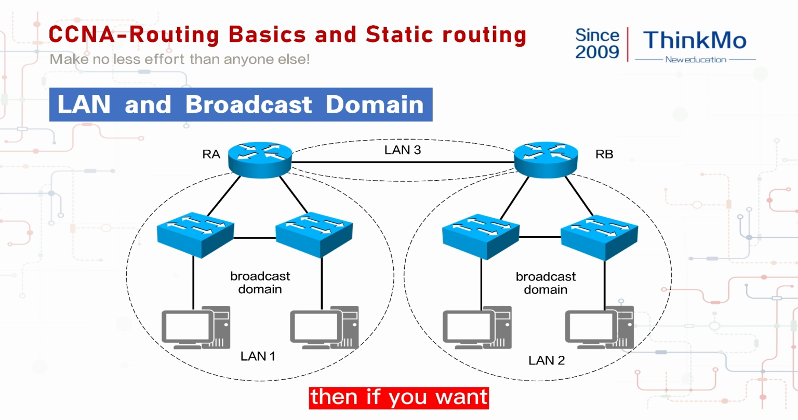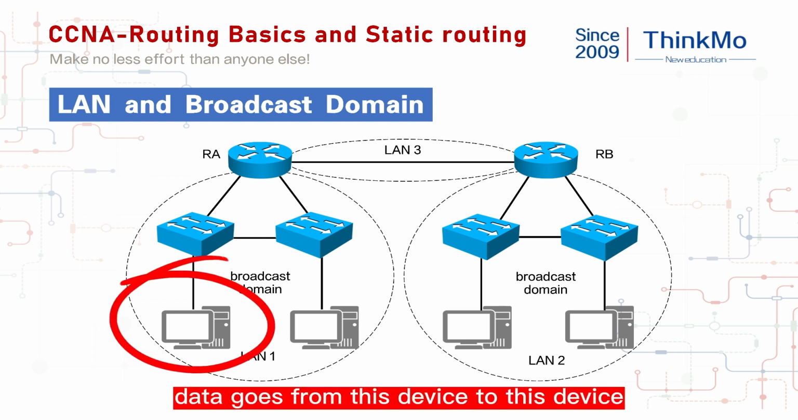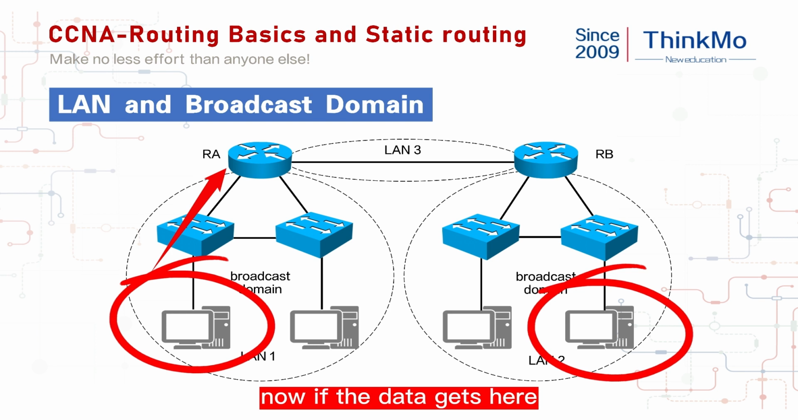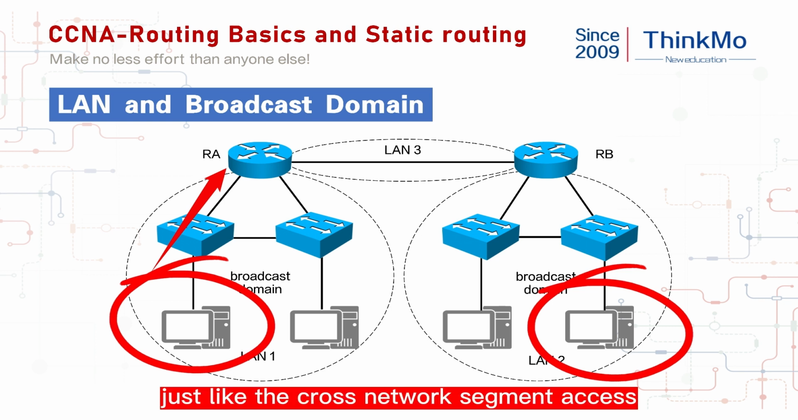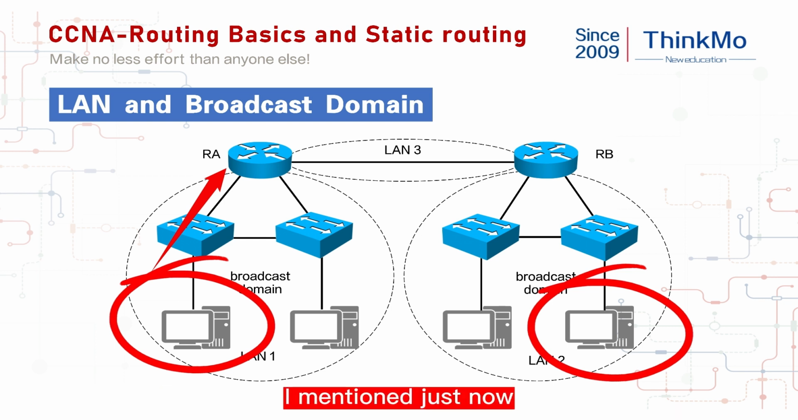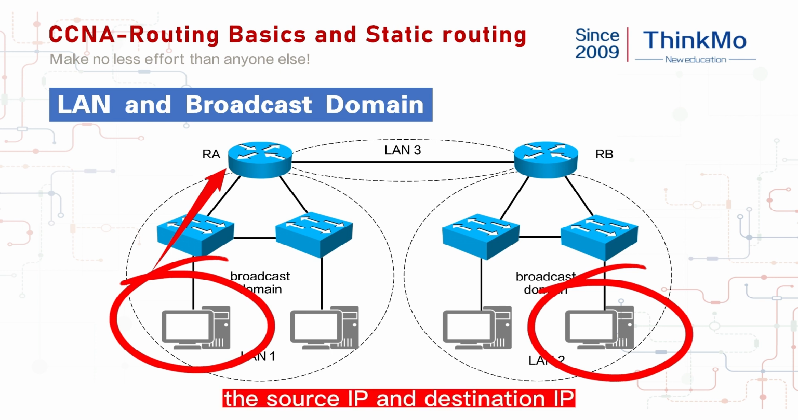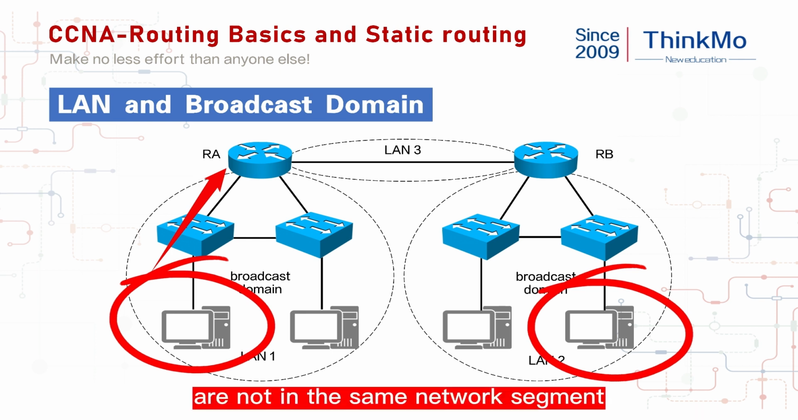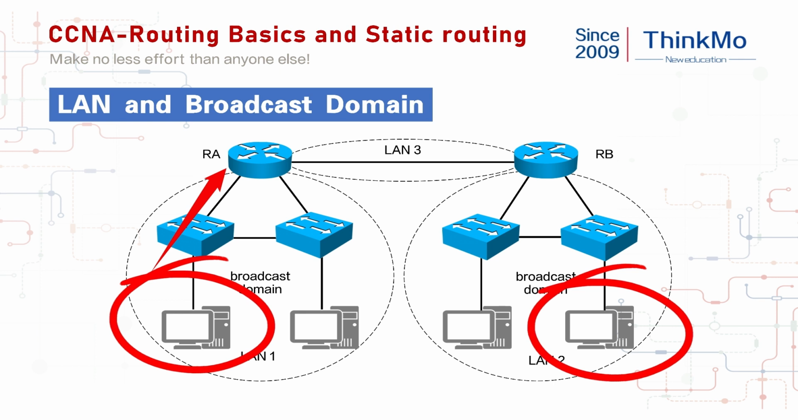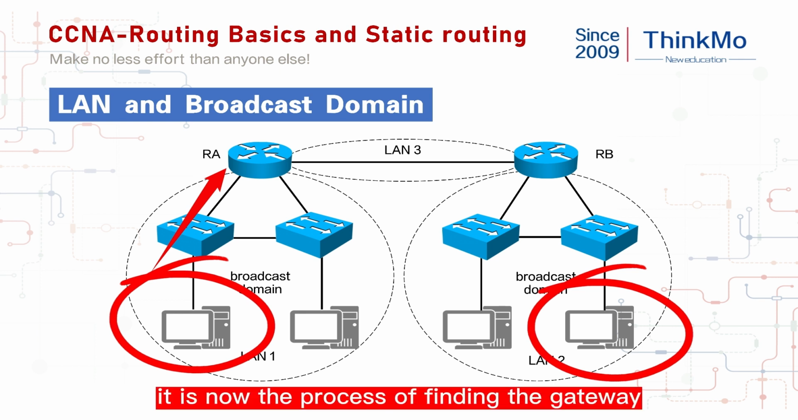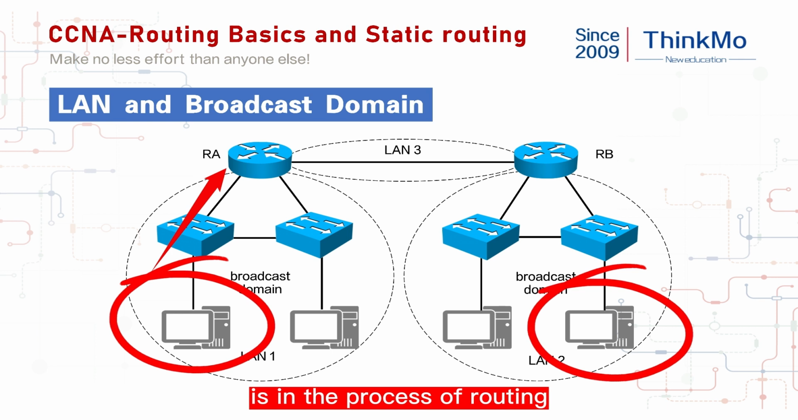Then if you want data to go from this device to this device, now if the data gets here, if only communication within the broadcast domain is used, this data is impossible. We're going to pass through the routing function. Just like the cross-network segment access I mentioned just now, as long as the host finds that the source IP and destination IP are not in the same network segment, it is now the process of finding the gateway. It is in the process of routing.